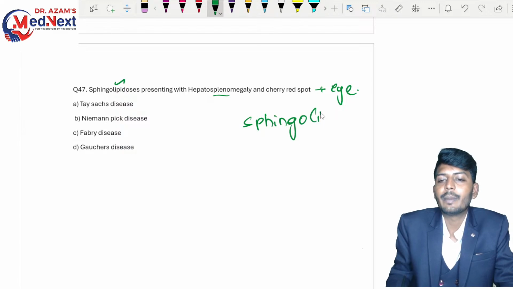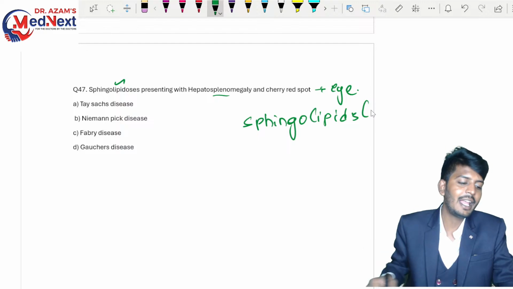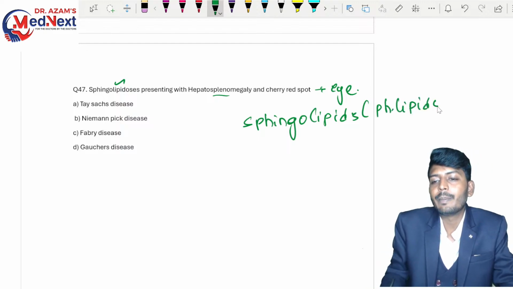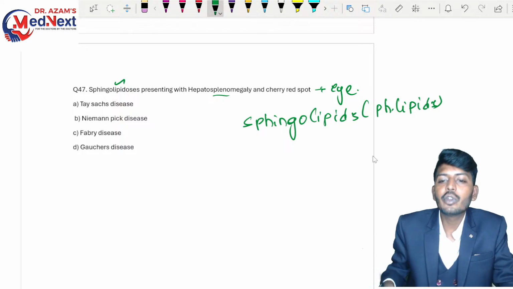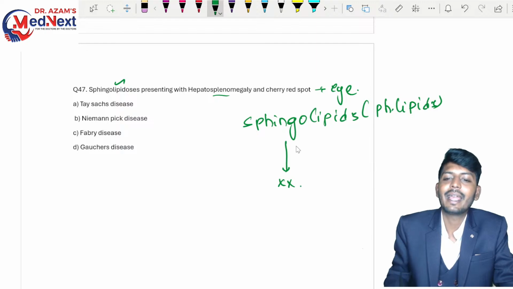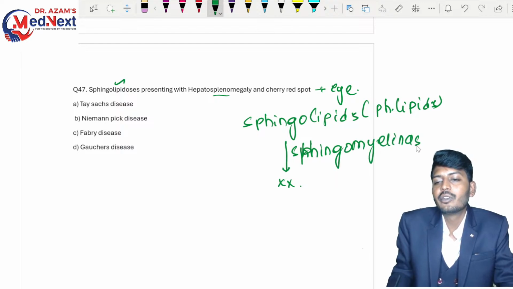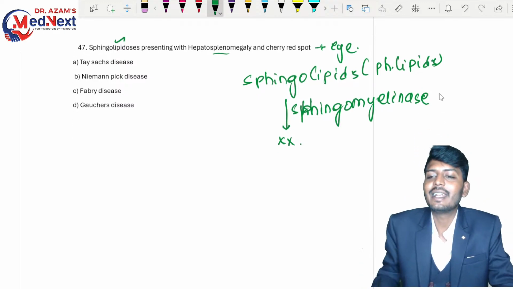What is that? Sphingolipid. Yes, sphingolipids are a type of what? Sphingolipids are a type of phospholipids. बच्चों क्या होता है? Phospholipids. So these sphingolipids are metabolized into their products by an enzyme called as sphingomyelinase. What is that called as? Sphingomyelinase.